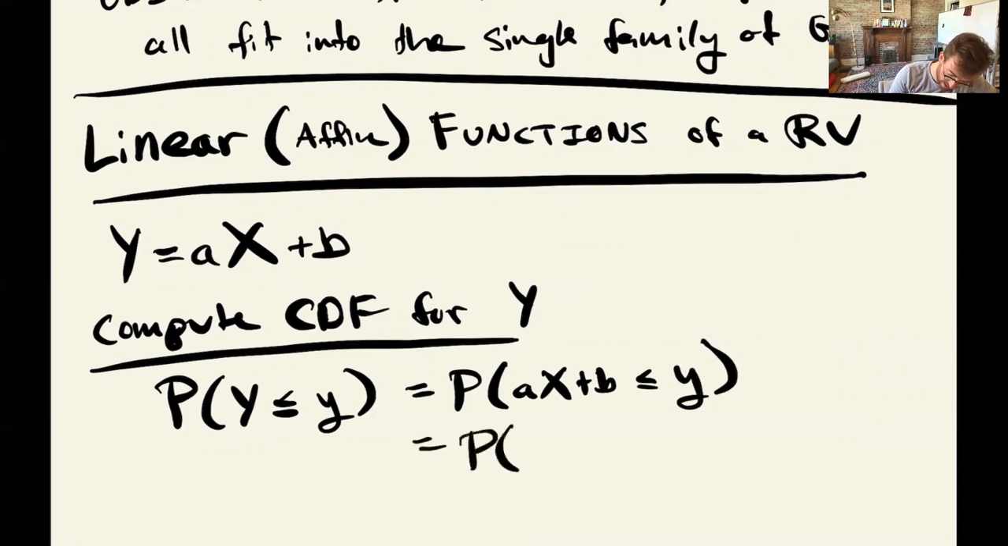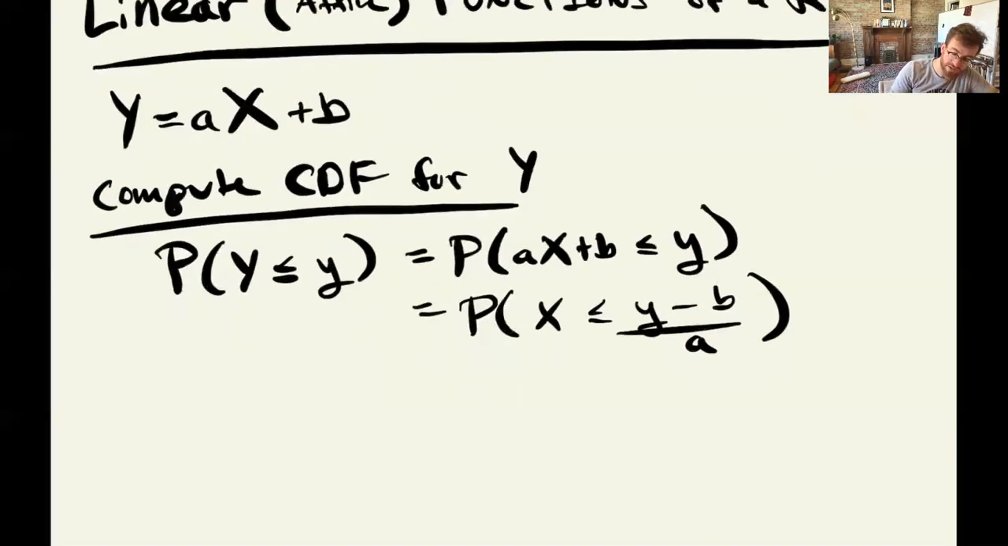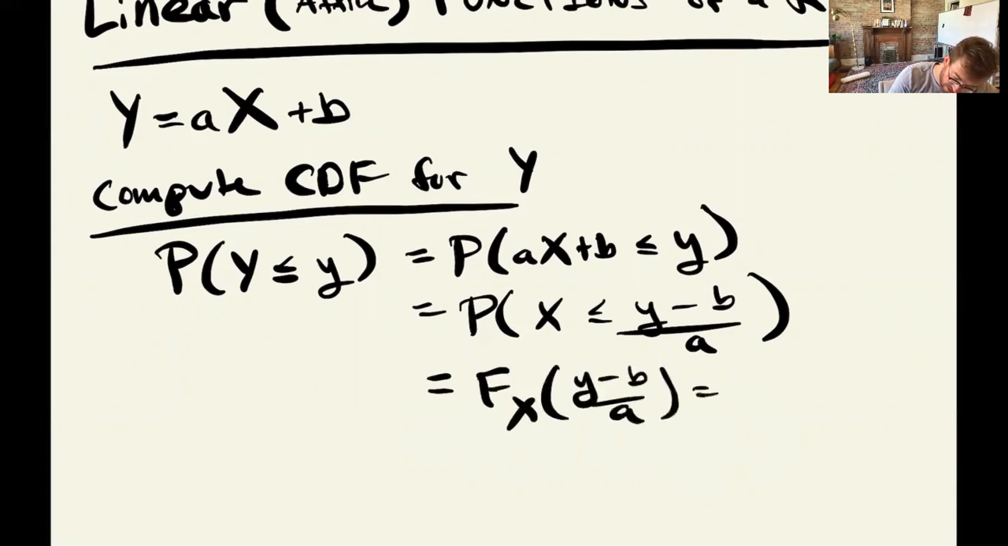So it's the same thing as the probability that x is less than or equal to y minus b divided by a. Again, just by subtracting b from both sides and dividing by a. So in particular, if you already know the CDF of x, let's call that capital F of x, then this is the same thing as capital F of x evaluated at y minus b over a, where this is the CDF for x.